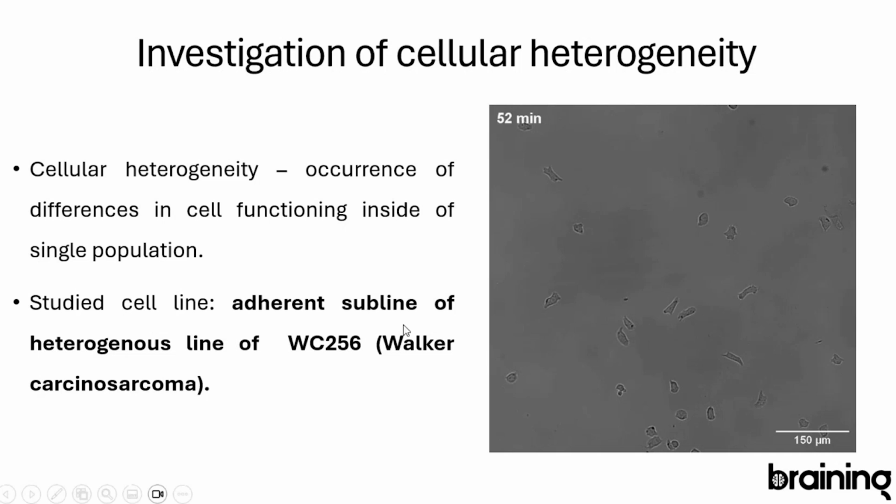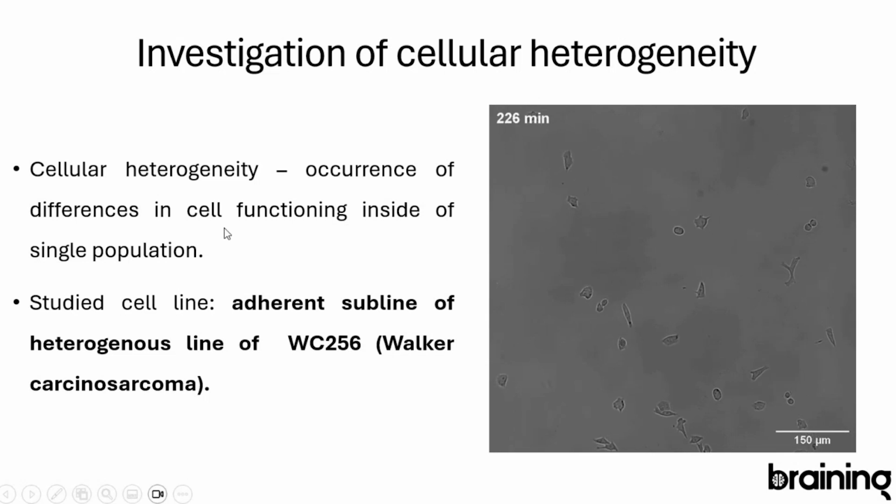So what was the aim of this study? When we look at the image of those cells plated on the glass, we see that they are changing shapes, which we have seen many times: the cells change their shapes during the observation time. But we tried to find out whether they are homogeneous or heterogeneous. The heterogeneity we define as the occurrence of differences in cell functioning inside a single population.